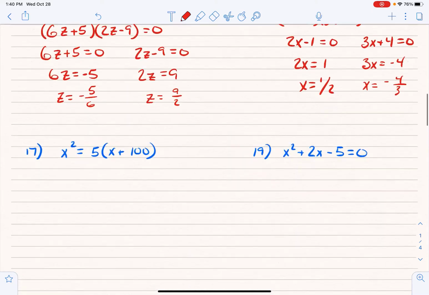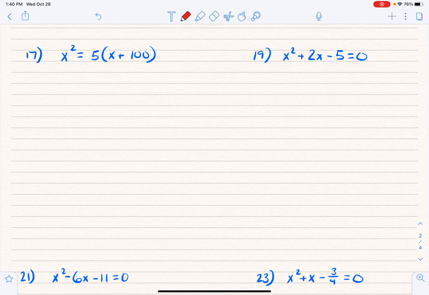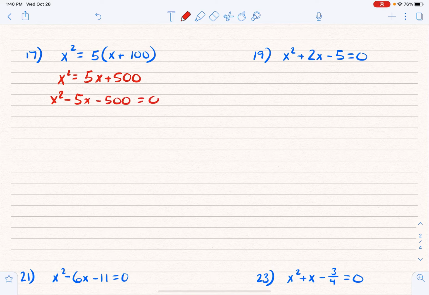Okay, last one of this section is definitely the oddest looking. And so people might have looked at this and said, man, this problem just doesn't even look the same. And all they're doing is saying, hey, do you remember basic things like distributing? Because that's all you have to do here. The first thing I do is I distribute, and I get x squared is equal to 5x plus 500. And then follow the same basic rules. Bring everything all over to one side. So x squared minus 5x minus 500 equals 0.